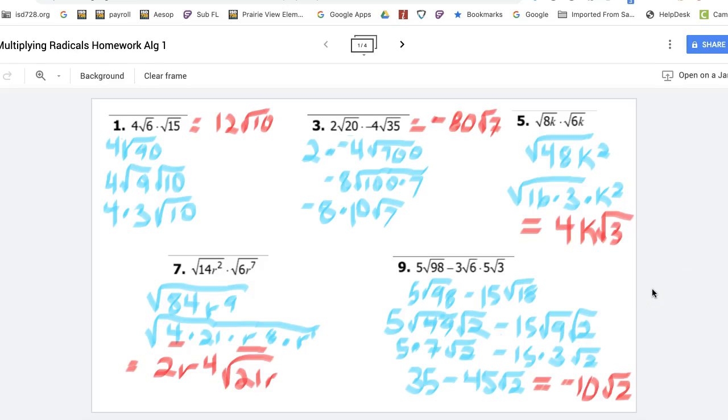Hey everybody, so this is the answer key to the multiplying radicals homework that you got, which you were supposed to do the odds and number 20. I had to do a Jamboard, so we're going to get started here, and I've already worked it all out.